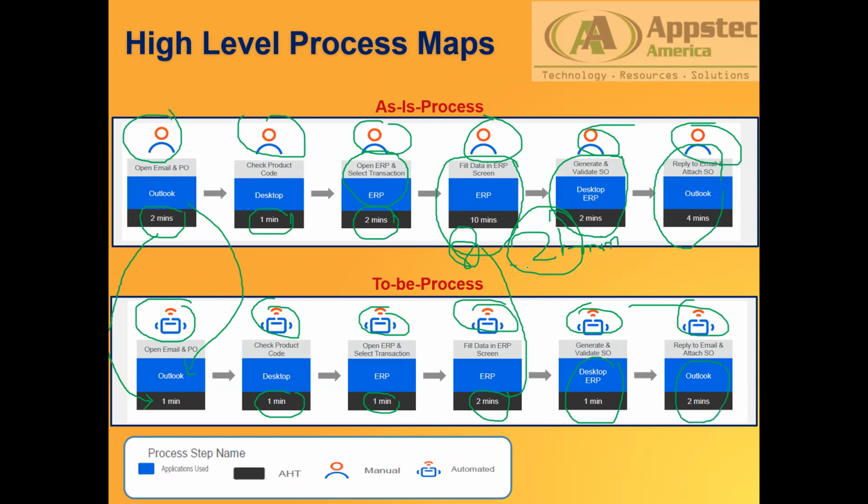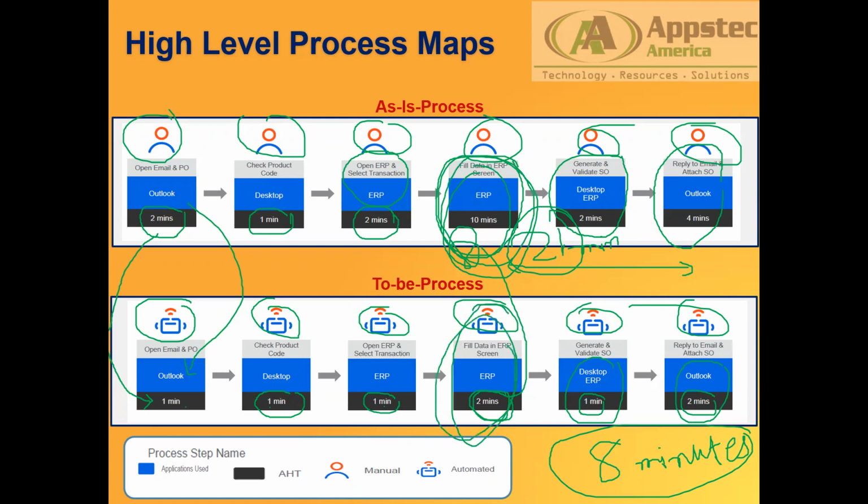So we calculated a time frame, an AHT of 21 minutes manually. Now let's say if I do it through an automation, how much is it? 1 plus 1, 2 plus 1, 3, 3 plus 2, 5 minutes, 5 plus 1, 6 minutes, 6 plus 2, 8 minutes. 8 minutes is my bot's AHT to complete the same process, whereas a human takes 21 minutes. Majority of the chunk of the time goes here in manual filling or data entry, where the bot can do it super fast within 2 minutes.